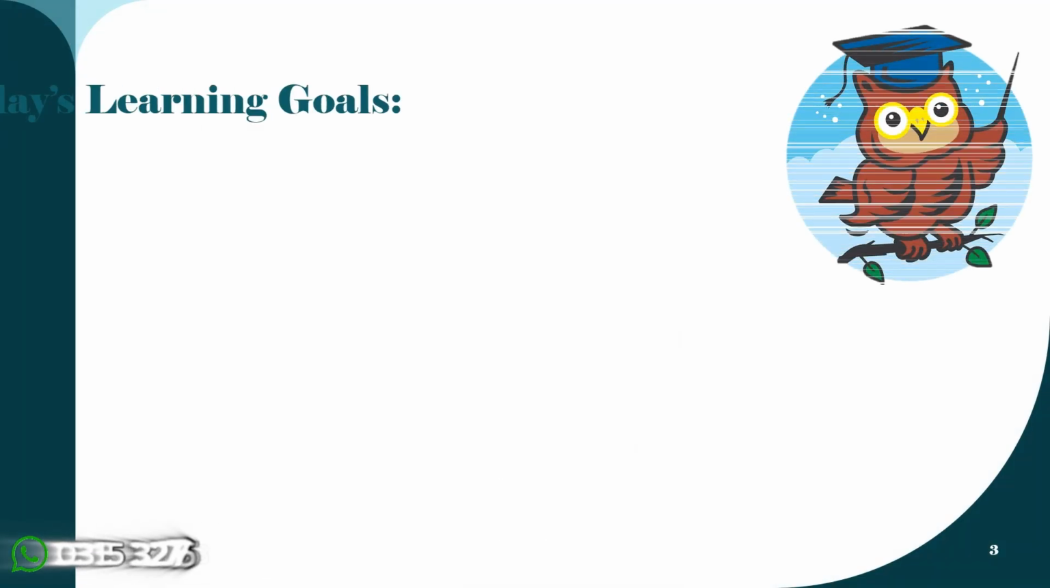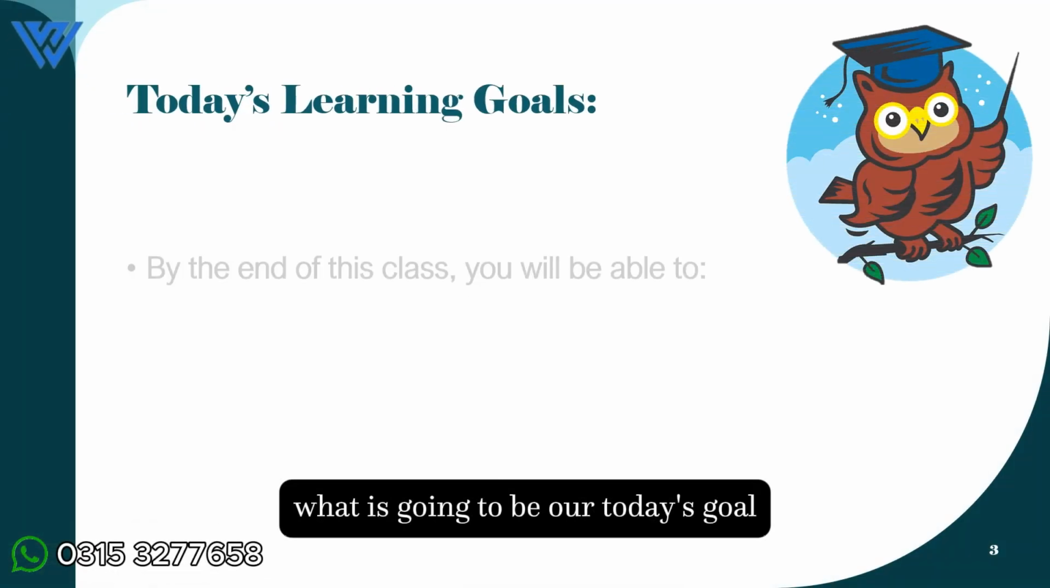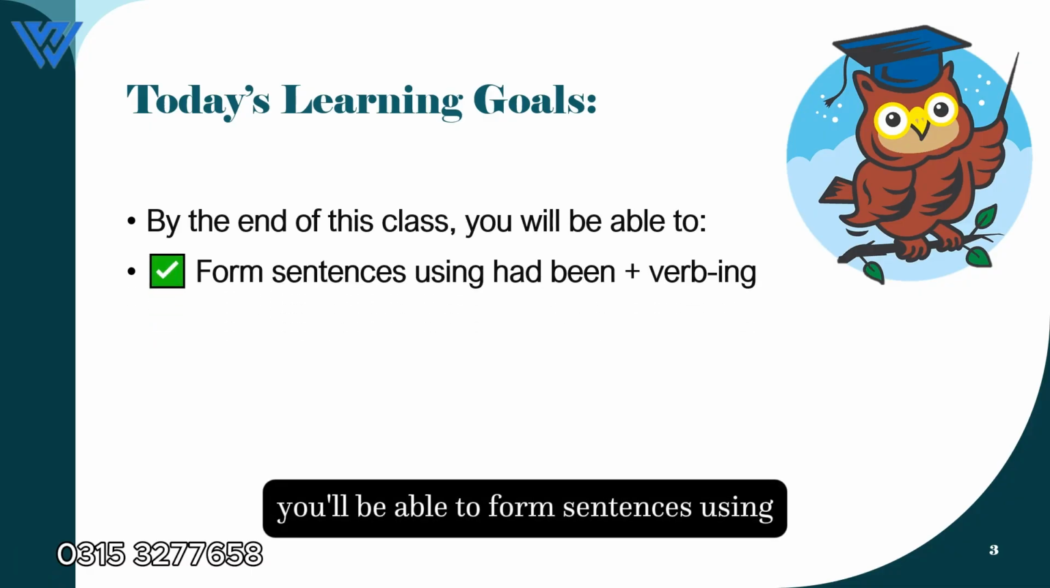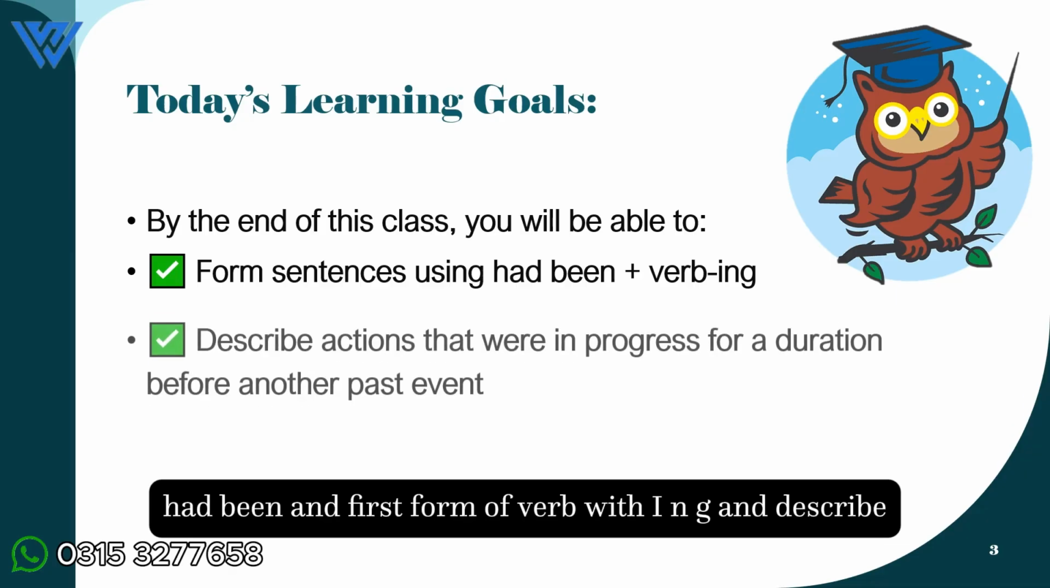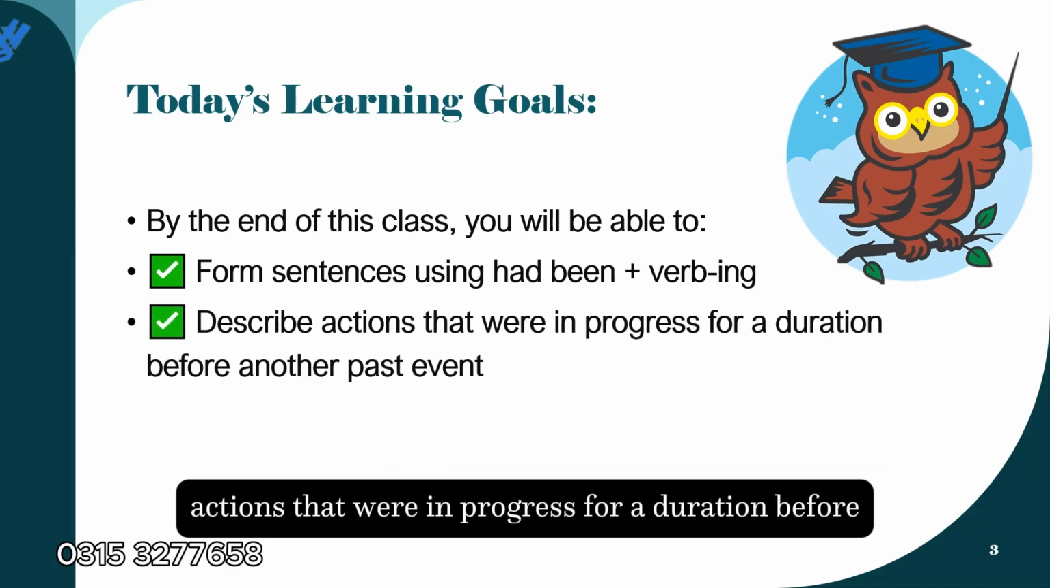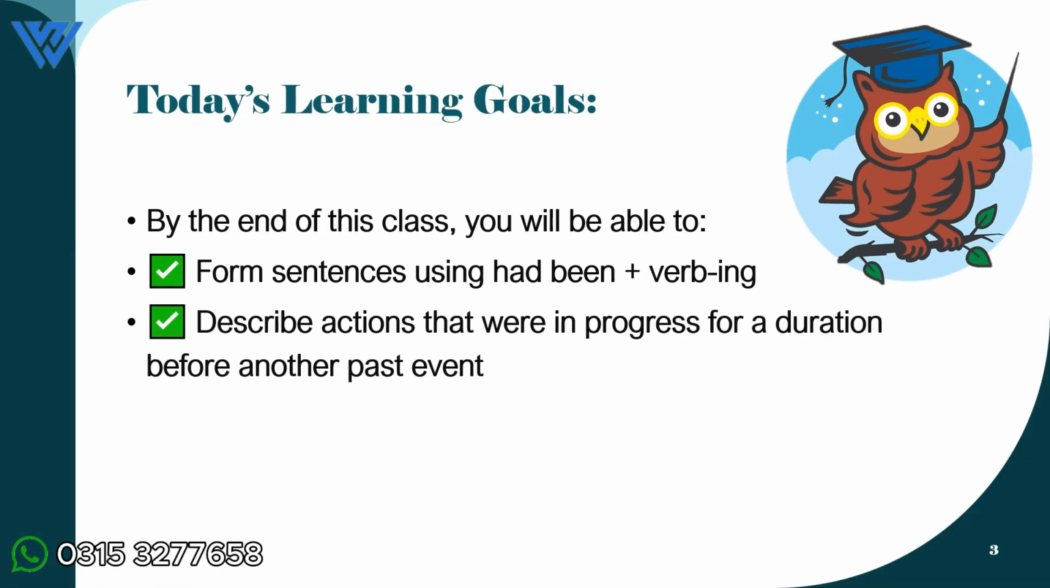So what is going to be our today's goal? By the end of this class, you'll be able to form sentences using had, been, and first form of verb with ing and describe actions that were in progress for a duration before another past event. एक और past event होने से पहले जो long ongoing actions थे उनको describe करना आपको easily आ जाएगा.